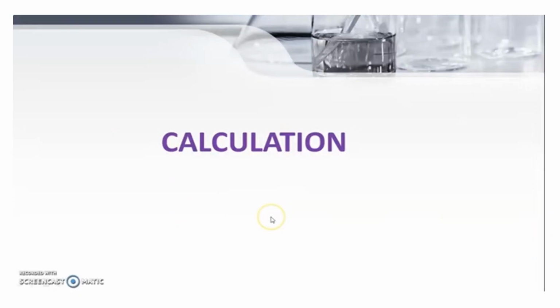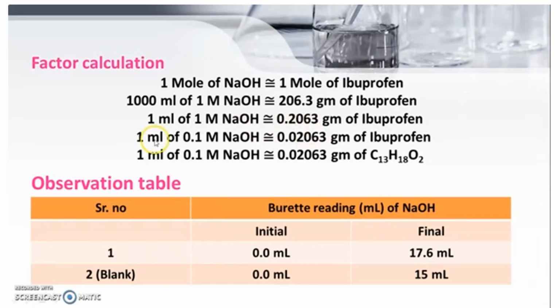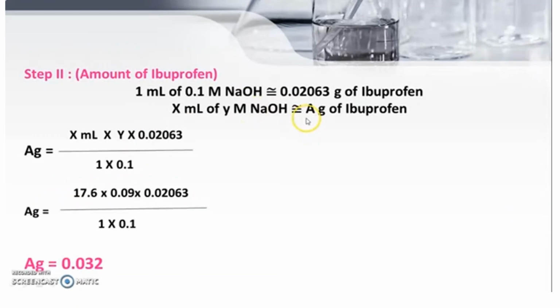What type of calculation do you have to do after the experiment? These are the post-experiment calculations: how you calculate the result and how you report it. Let me go ahead. Assume the burette reading is 70.6 ml. You have to determine the unknown grams of ibuprofen from this titration.